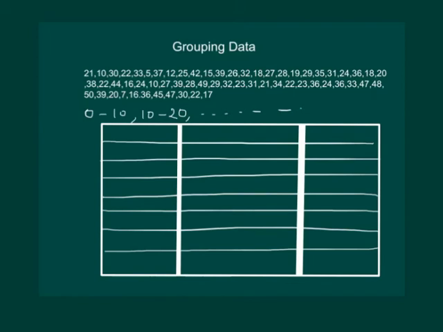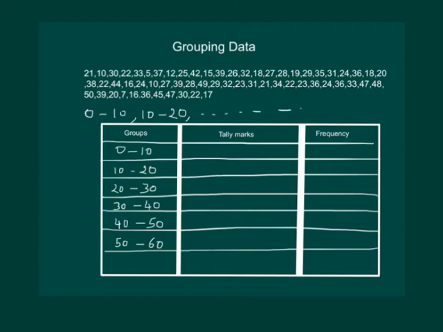We start by constructing a table like this. One column will hold the groups that we have made for our data. Let us write the groups. We have 0 to 10, 10 to 20, 20 to 30, 30 to 40, 40 to 50, and since the maximum is 50, 50 to 60. Next would be to complete the tally mark column.